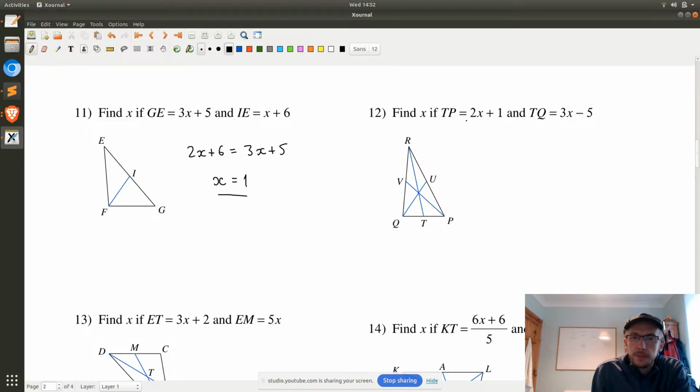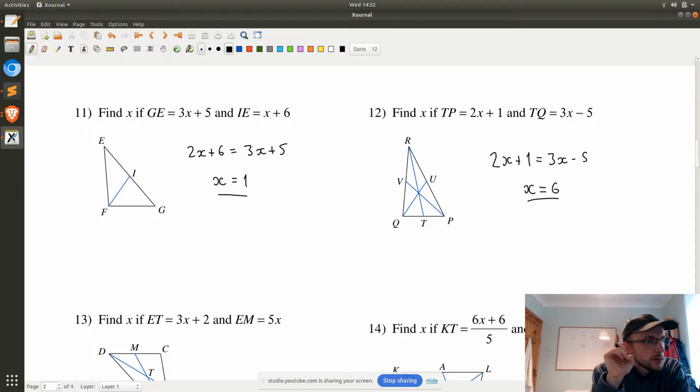Find x if TP is this and TQ is this. Okay, so they are equal, so just set them equal. 2x plus 1 is equal to 3x take 5. So x is equal to 6. And check.